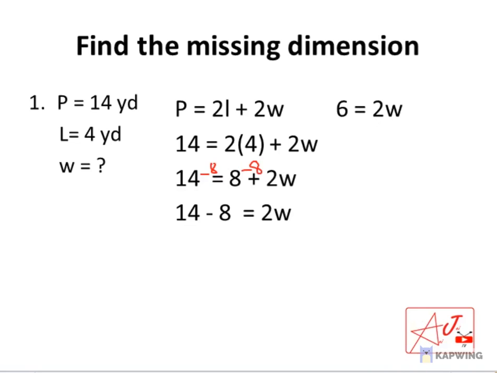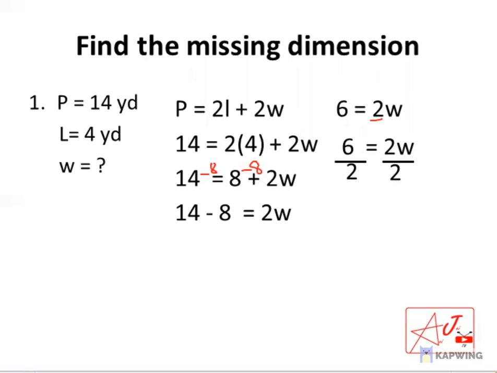Ang hinahanap lang natin ay W. So, kailangan natin eliminate itong 2 na yan. So, paano natin i-eliminate yan? By dividing both sides sa given numerical coefficient. So, meron tayong 2 dito, di ba? Kailangan natin maalis si 2. So, i-divide natin both sides by 2. Kung ito ay 3, sa 3 natin i-divide. Kung 4, sa 4. O, since 2 yan, sa 2 natin i-divide.